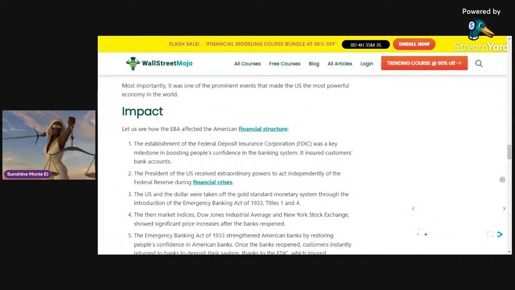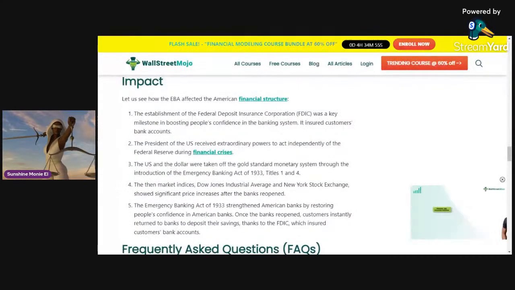Then market indices, the Dow Jones Industrial Average and New York Stock Exchange, showed a significant price increase after the banks reopened. The Emergency Banking Act of 1933 strengthened American banks by restoring people's confidence in American banks. Once the banks reopened, customers instantly returned to the banks.